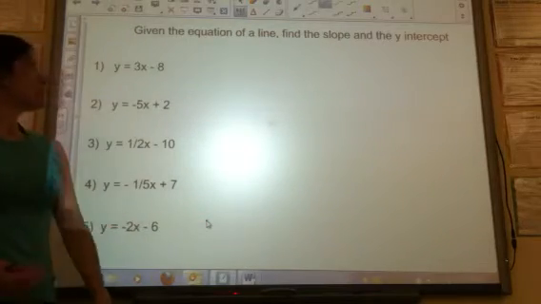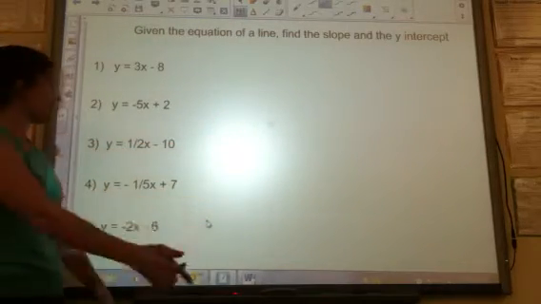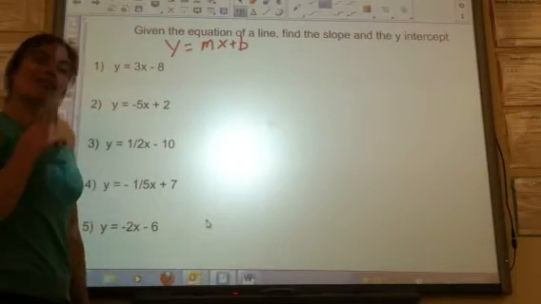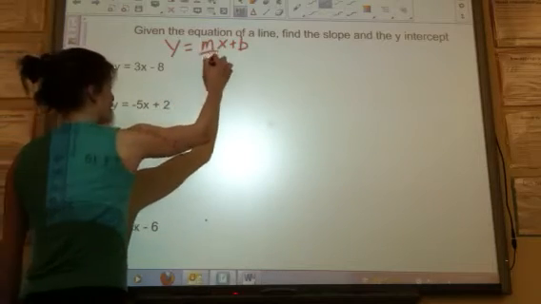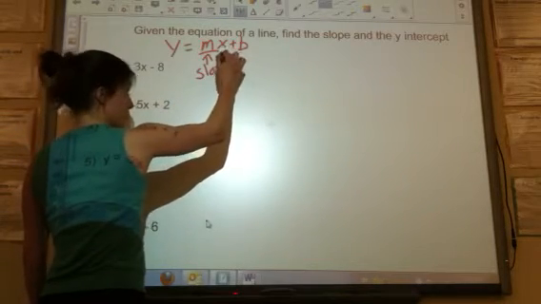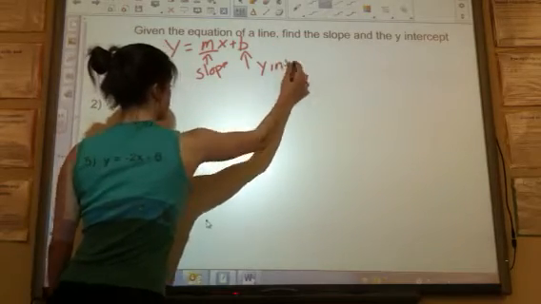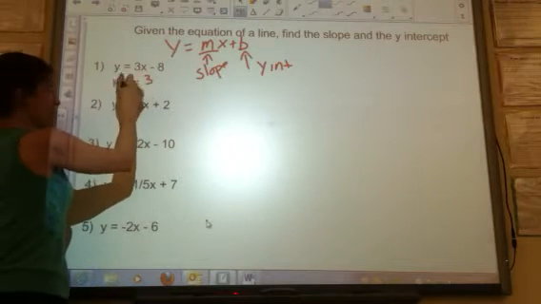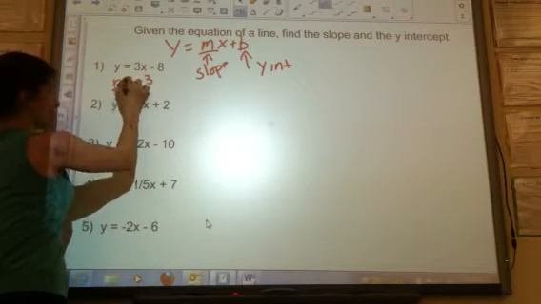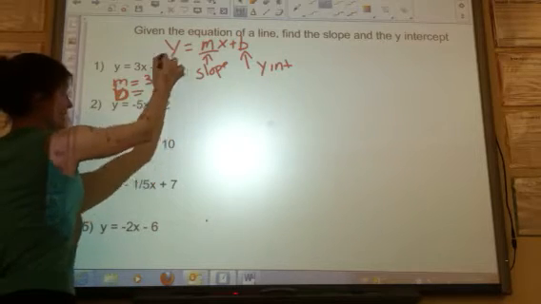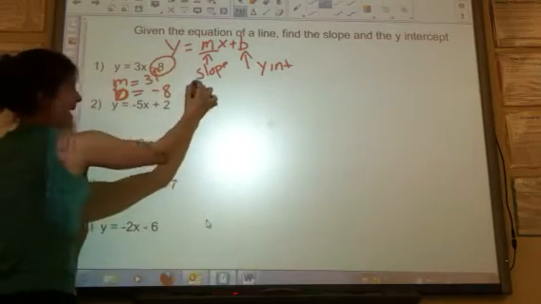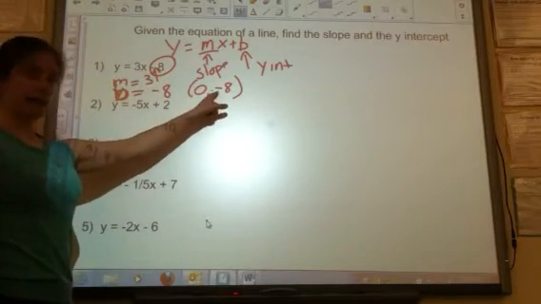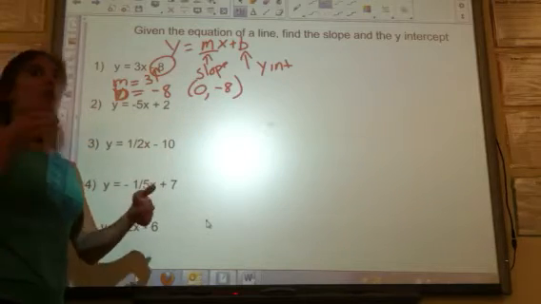Let's explore. Given the equation of the line, find the slope and the y-intercept. Well, y equals mx plus b is our slope-intercept form, the only form we're learning this year. That's always going to be our slope in this particular form, and this is always going to be my y-intercept. So in this case, my slope, noted by m, is 3, and my y-intercept, noted as b, is negative 8. It's negative because there's a minus sign. As a point on my graph, it's going to be (0, negative 8), because the x value on the y-axis is always 0.